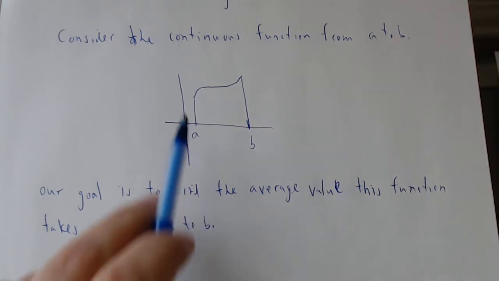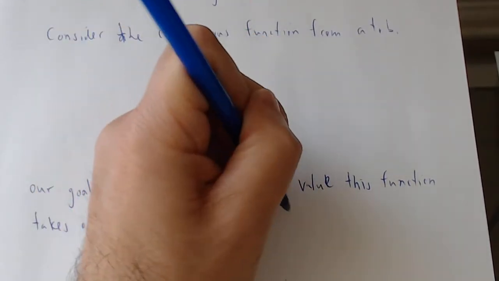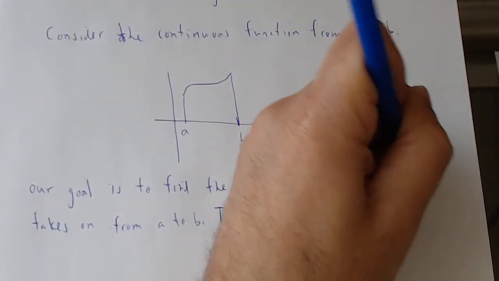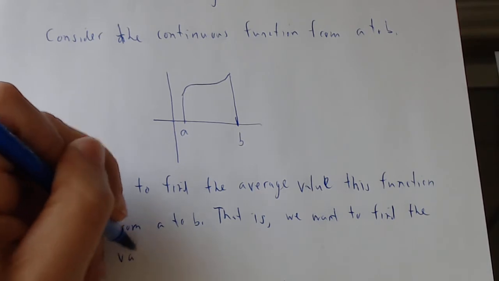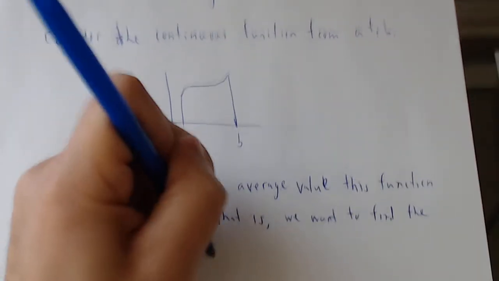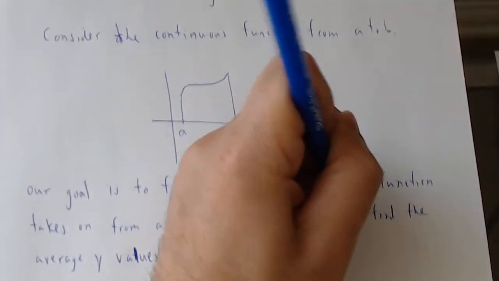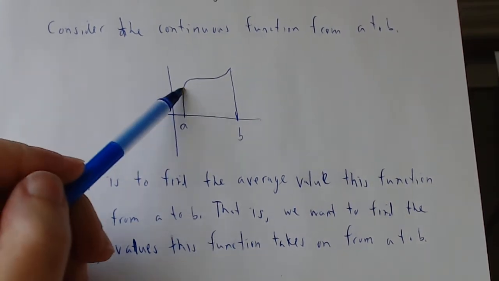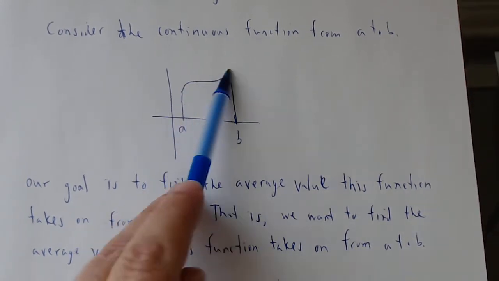Okay, with that said, what does this mean? We're saying our goal is to find the average value that this guy takes on from A to B. So in other words, we want to find the average y values, so that should be an L, this function takes on from A to B. So what we're saying is, I want to take all the y values that this function takes on from A to B, and I want to average them out. And then the average of that will be the average value of this function from A to B.